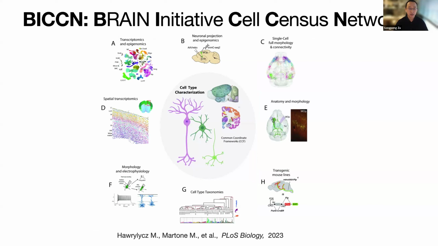The BRAIN Initiative was launched in 2013, trying to do brain research using advanced innovative technologies. And BICCN is the BRAIN Initiative Cell Census Network. The basic aim of the BICCN is to identify cell types based on different kinds of measurements, such as transcriptomics, epigenomics, spatial transcriptomics, and other measurements. And this project was launched in 2017.